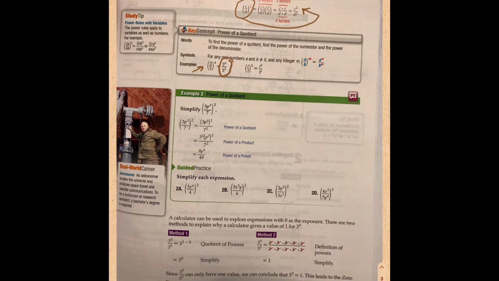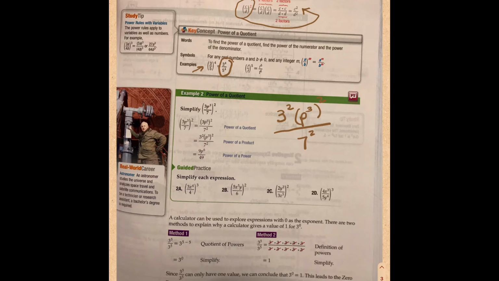I have to simplify (3p^3/7)^2. So I know that the square is going to apply to every single piece of what's going on inside. There are different ways to write this out, but you might just want to start by saying, I know I'm going to have 3 squared, I know I'm going to have p to the 3rd squared, and I'm going to have 7 squared.